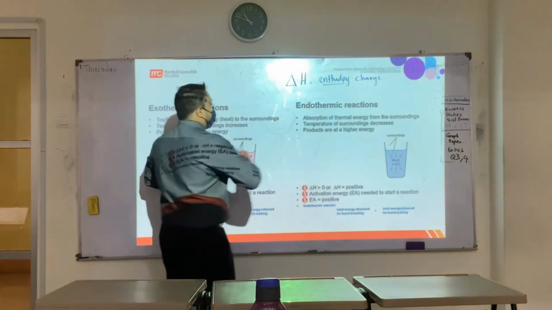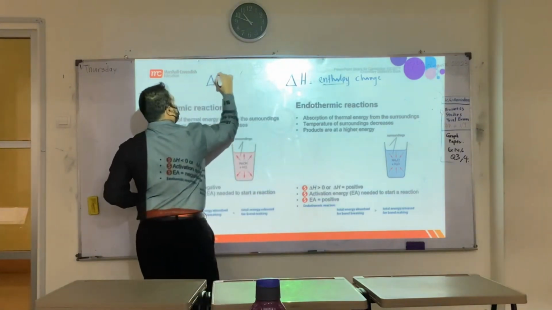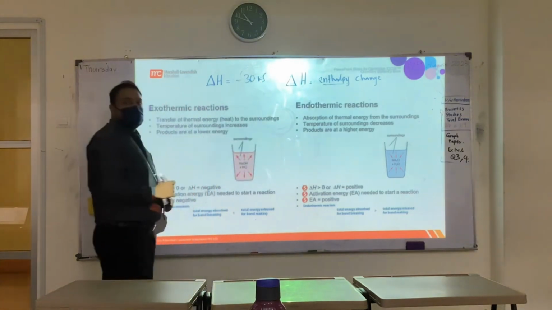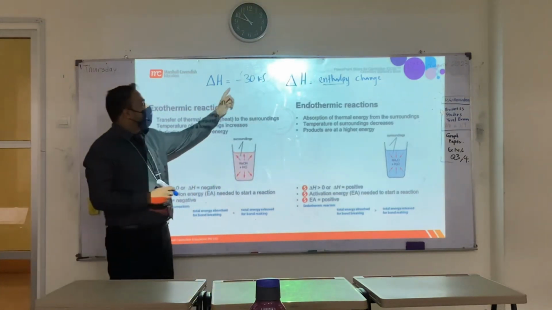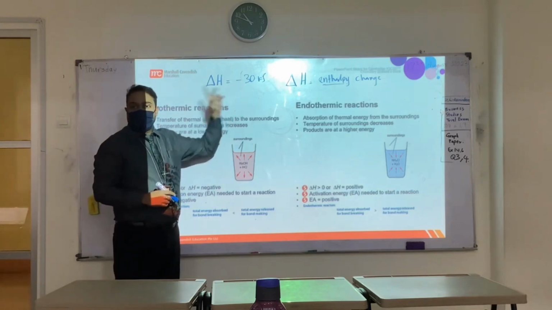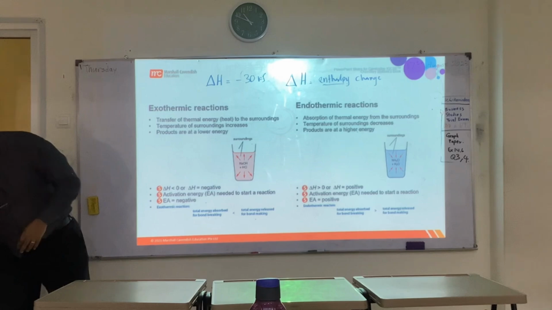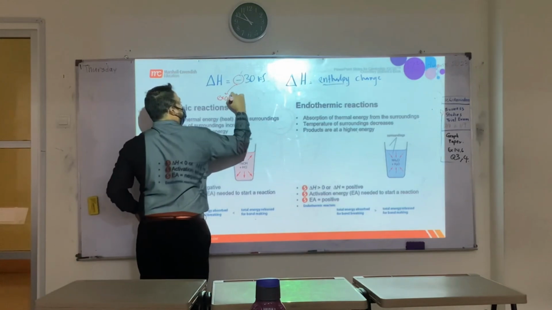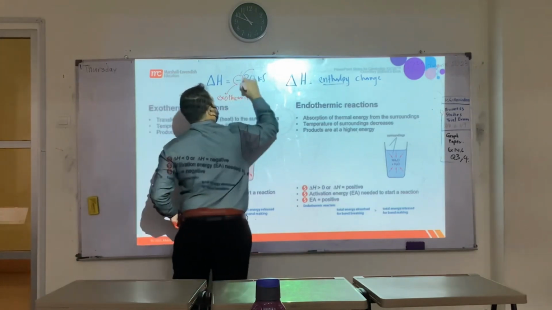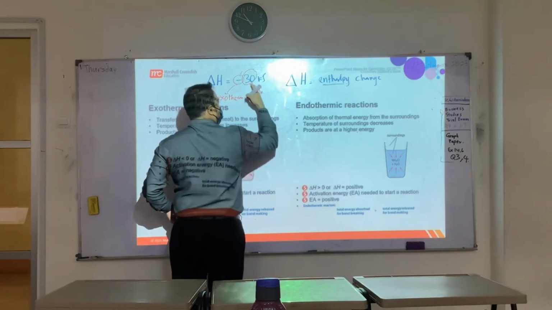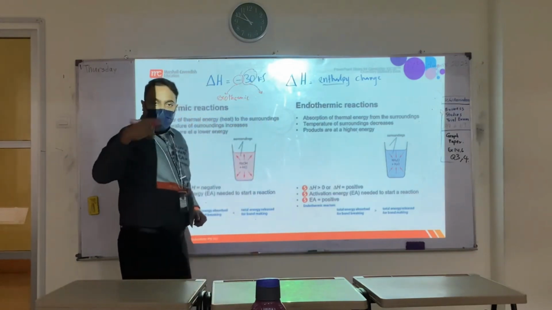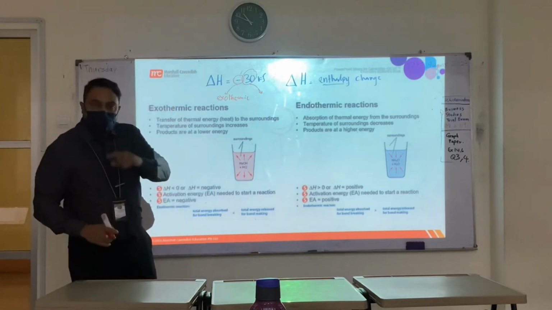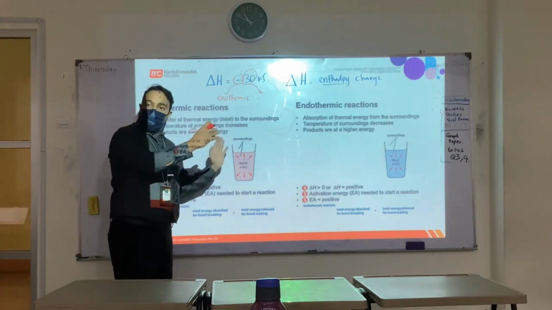So if I give you a delta H, if I say a delta H equals to negative 30 kilojoule, what does that mean? It means that this reaction, two information I get from this. One, the negative symbol tells me that this is an exothermic reaction. And the second information, which is the value, tells me that the bond formation releases 30 kilojoule of energy more than the bond breaking part.